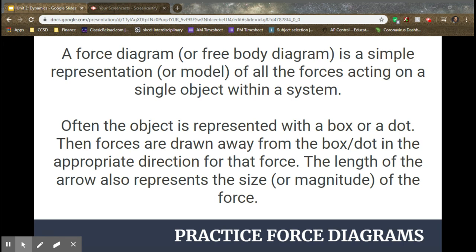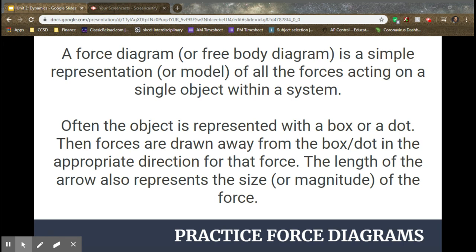But a force diagram looks at all the forces acting on a single object, and it gives a very simple representation of those forces and their directions. All right. We tend to represent the object with a box or a dot. I like to use a box. And then we start by drawing forces away from the box. All right. The length of the arrow also helps us to understand the size or magnitude of the force.